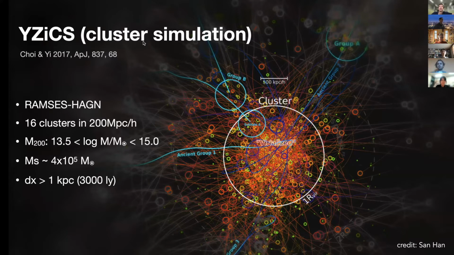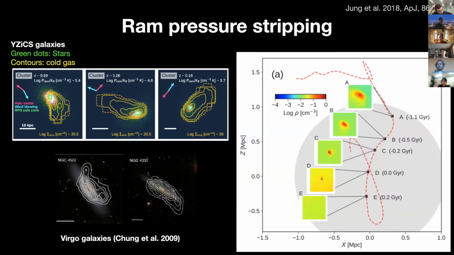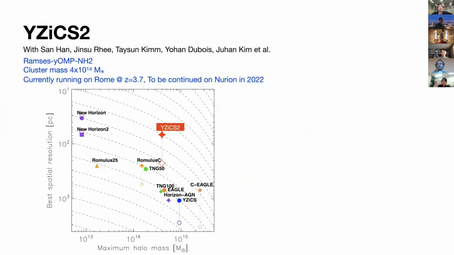So YZX2 is a cluster simulation, unlike New Horizon. It's focused on clusters. Previously, we ran 16 clusters using the Horizon AGN physics, and we have done a lot of interesting work, including ram pressure stripping. But now it lacks resolution. So we needed to do something similar to New Horizon 2, using the same code and the same resolution, same ingredients and so on. And the cluster mass is about 4 times 10 to the 14 solar masses.